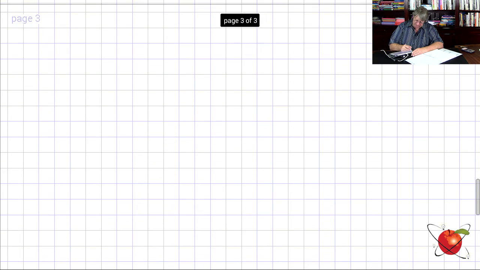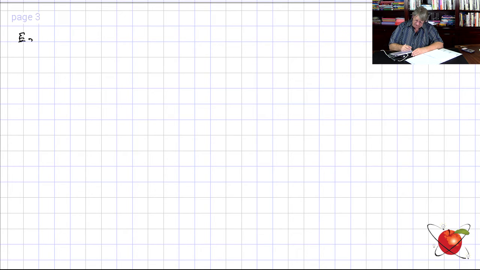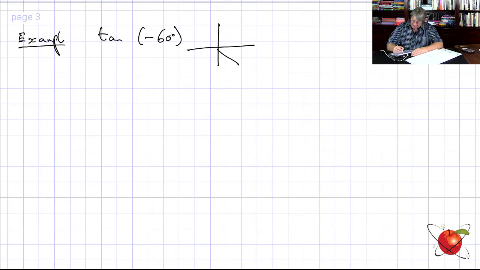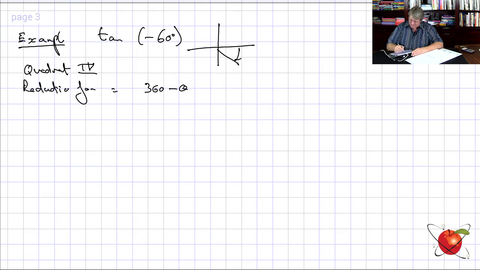Here's an example. They ask us what is tangent of minus 60 degrees? Okay, fine. Tan of minus 60. Step 1, where are you? You are at minus 60, you are there. Therefore, I'm in quadrant 4. Which reduction formula must I use? The reduction formula is 360 minus theta. Therefore, this is in fact the same angle as 300 degrees.